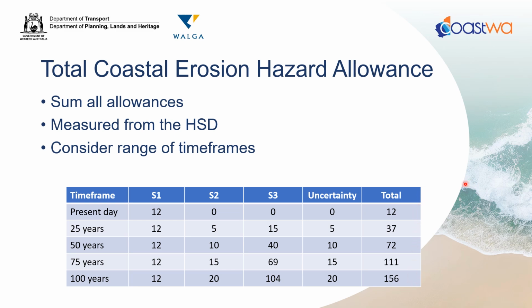Now obviously in the present day the only risk we have at the moment is S1 storm erosion. We don't have any long-term erosion risk, we don't have any sea level rise erosion risk or uncertainty, and so we have a much smaller allowance. As we move our way through the full range of timeframes, our greatest allowances are obviously over that full planning period. All of these measurements are measured from the HSD.